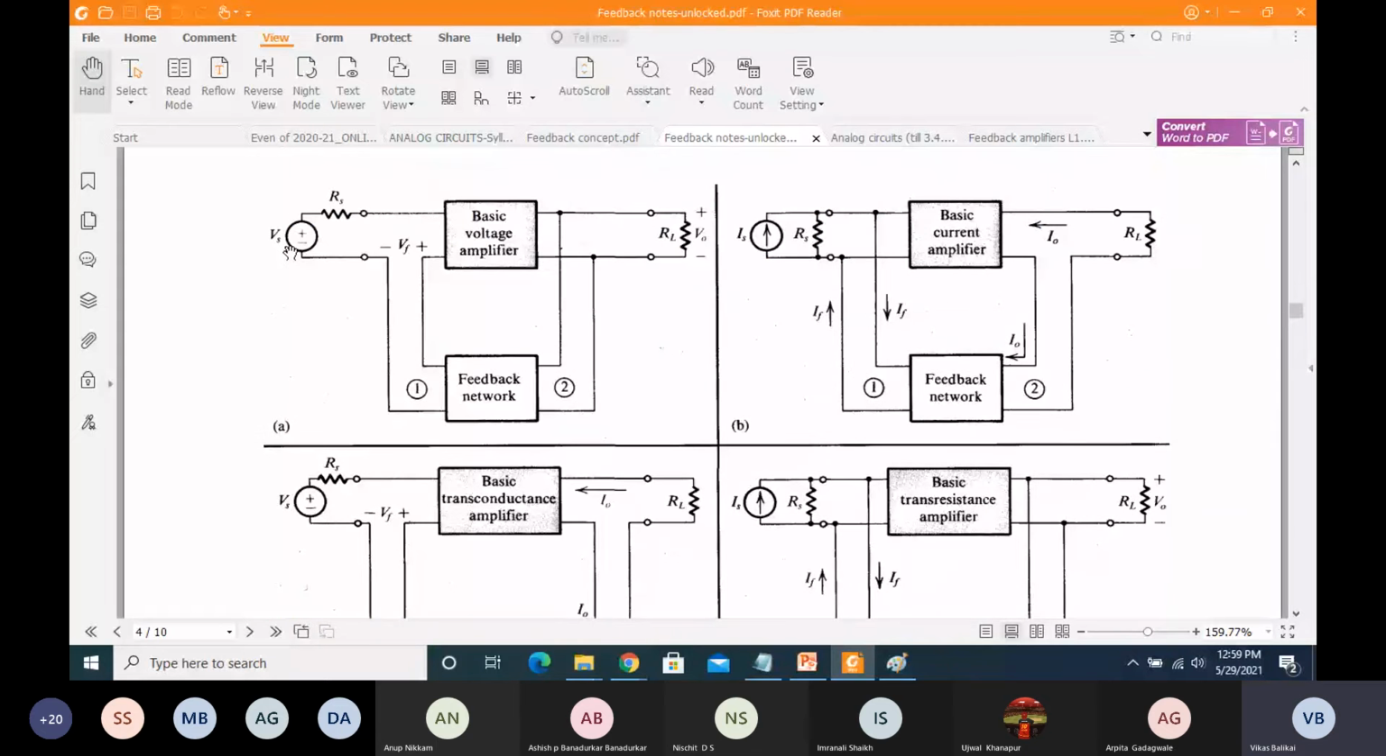Just remember, for voltage amplifier, input is voltage, output is voltage. If voltages are the inputs and outputs, resistance should be in series. And if the resistances are in series, the connections will be in series. If the resistance is in parallel, the connection will be in parallel.